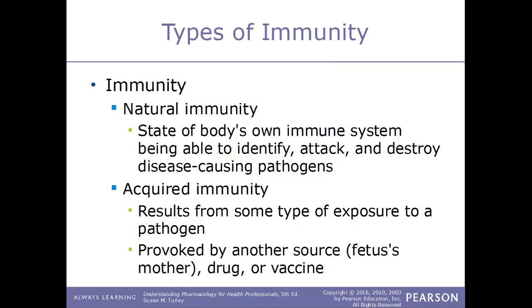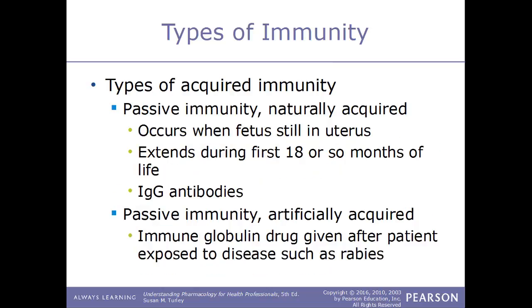The other kind is acquired immunity. This will result from some type of exposure to a pathogen. So this is provoked by another source, either from a drug or a vaccine or from the mother of a fetus. There are multiple kinds of acquired immunity, depending on what provokes that exposure to that pathogen.